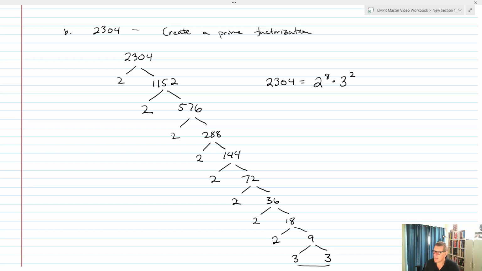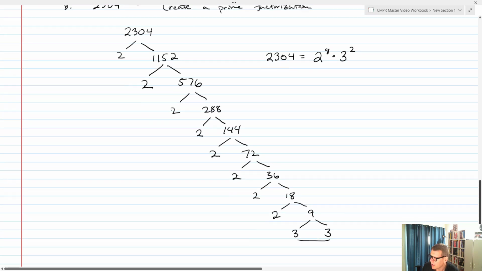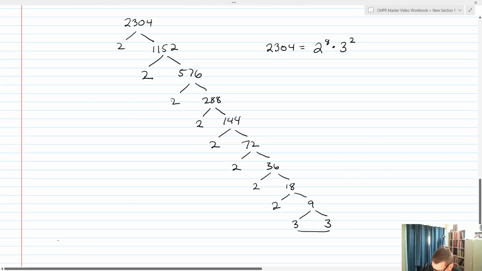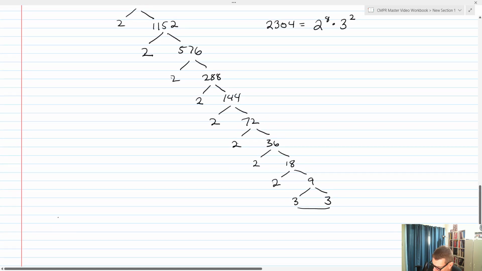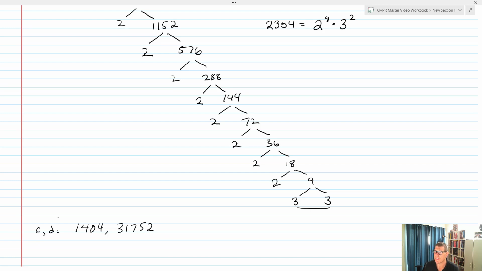So now go in and try out C and D. That is, create a prime factorization for 1404 and also a prime factorization for 31,752. Okay, so that's C and D. Go ahead and pause the video so that you can go through and do that. I'll give you the answer, but you're going to have to show all of your work as to how you got the prime factorization.